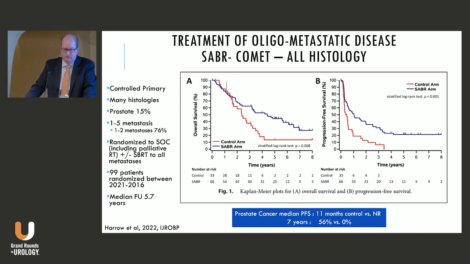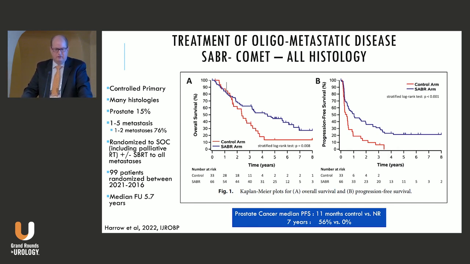They were limited to 1 to 5 metastases on conventional imaging, and 1 to 2 metastases actually made up about 76% of the patients. Patients were randomized to standard of care, including palliative radiation if needed for pain, plus or minus radiotherapy to all metastases. 100 patients were randomized between 2011 and 2016. Median follow-up on this publication was almost 6 years.